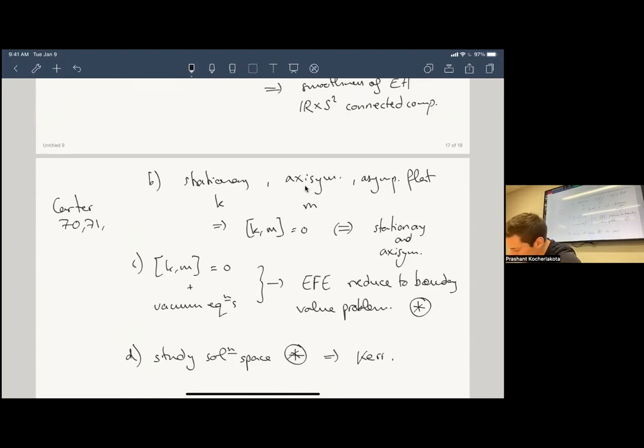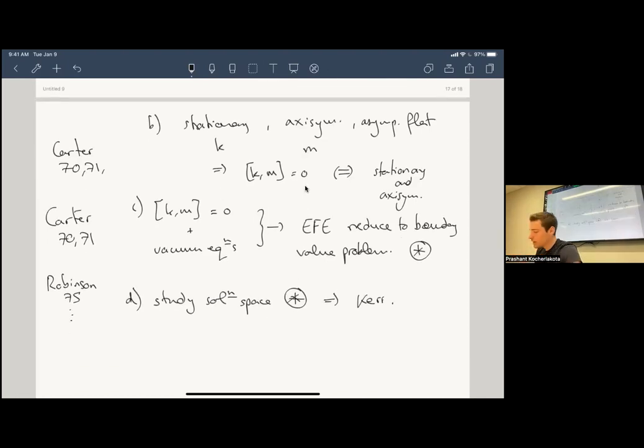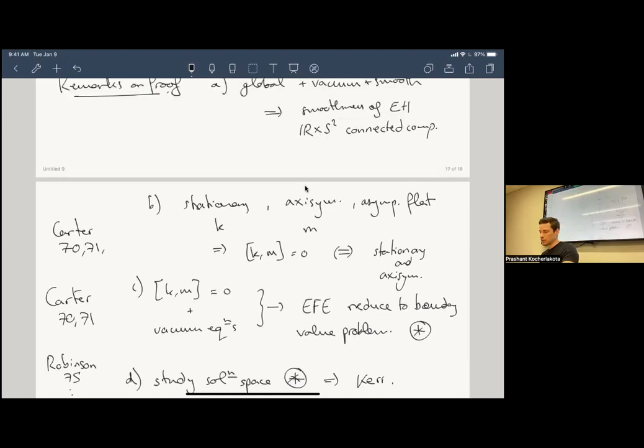Step C is also Carter. Same time. But then this step D is like Robinson 75, and then other proofs later on. And this is actually really difficult. Step D involves this magical identity that Robinson just somehow found by doing loads of computations. We won't go into that. I won't explain the proof, but basically that's how the proof goes.